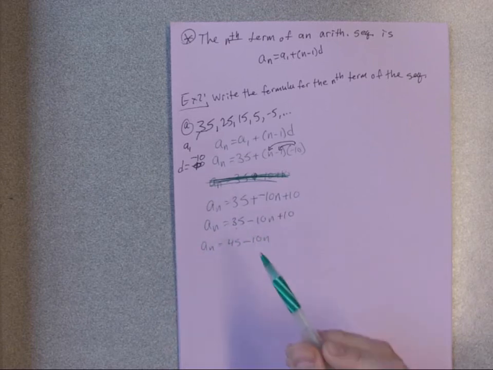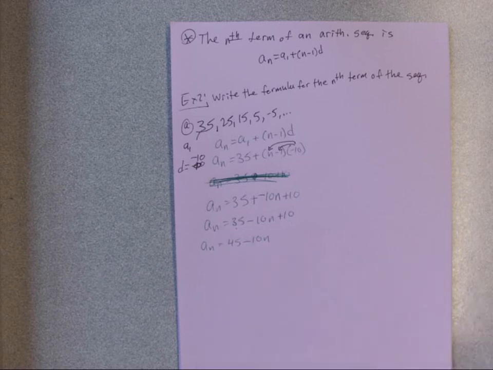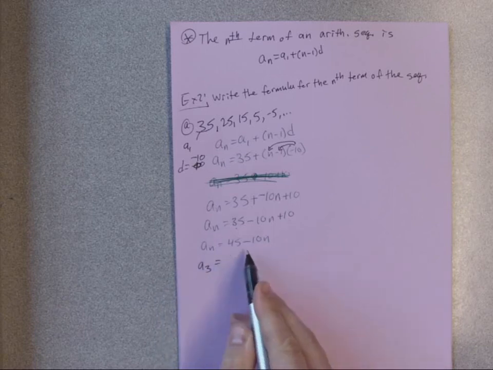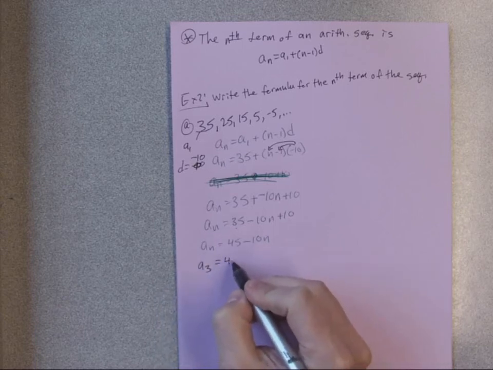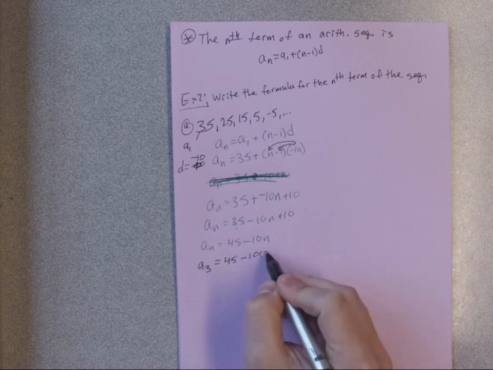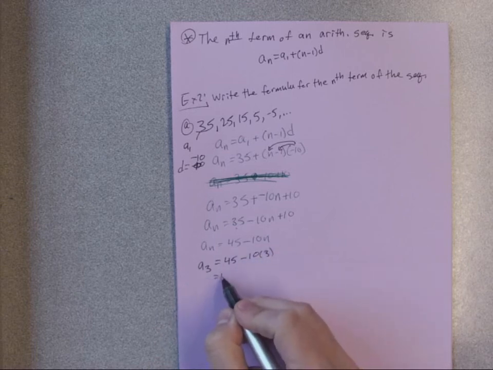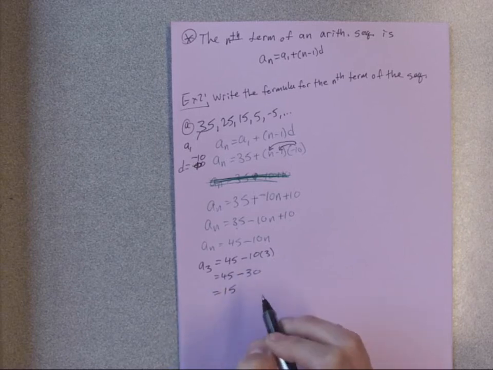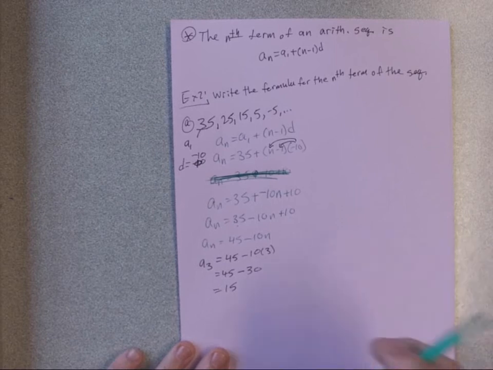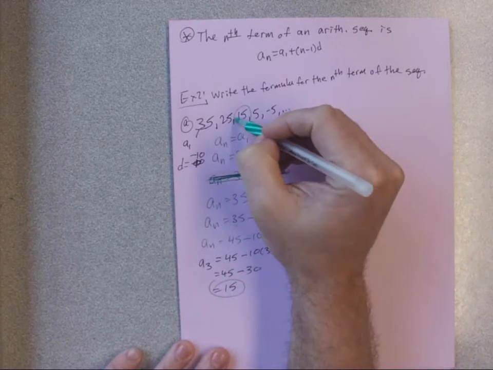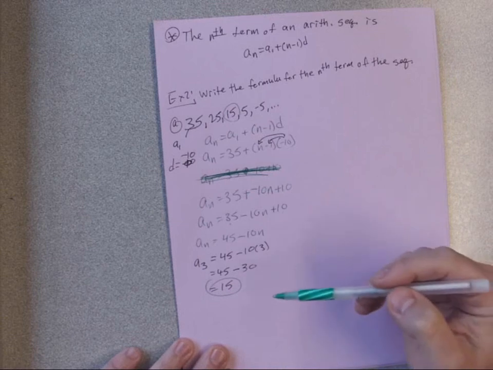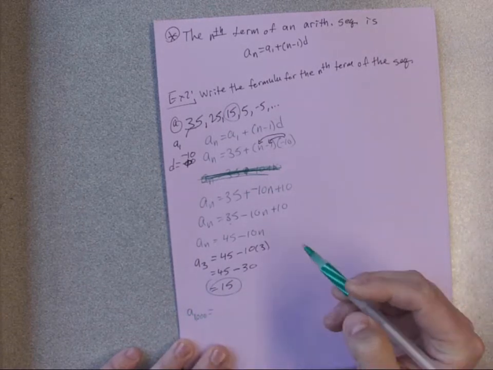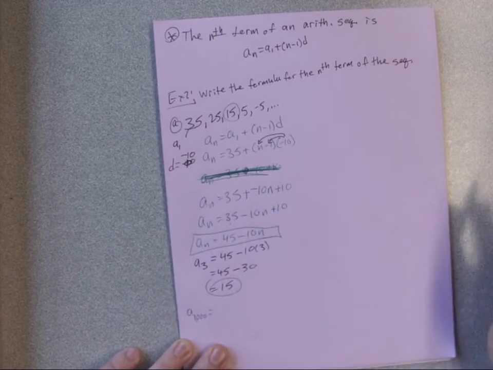And what you'll notice is, if I decide that I want to find, let's say, a3, that means I plug 3 in here everywhere there's an n. So 45 minus 10n times 3, which is equal to 45 minus 30, which is 15. And this 15, I found a3, 15, and 15. So that's what I was looking for. So now if I want to find a of 1,000, all I have to do is plug it into my formula that we created.